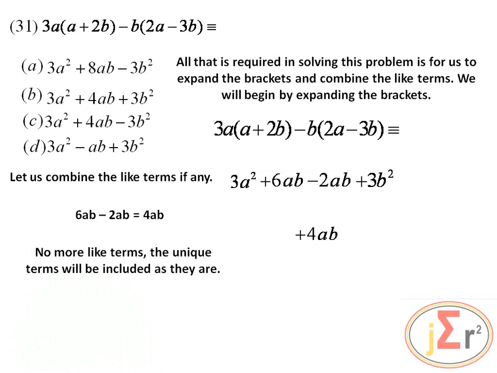No more like terms. The unique terms will be included as they are. So we have some unique terms there. They are the 3a squared and the 3b squared. The correct answer is option B.